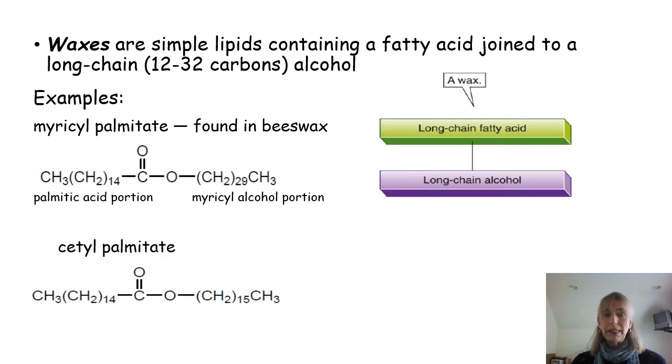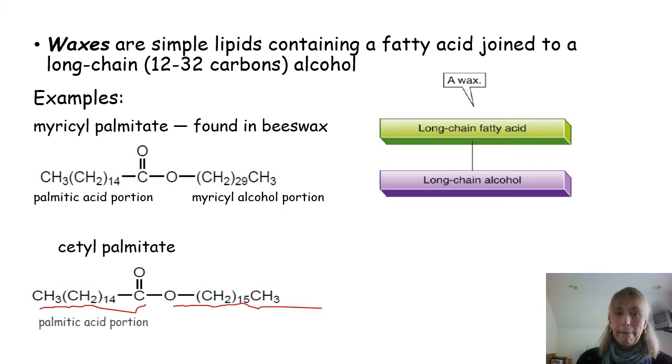This is cetyl palmitate. Notice the name is very similar to the way we named esters. We talk about the alcohol portion, what's attached here, and then the acid portion with the -ate at the end. So this is cetyl palmitate. Again we see the carboxylic acid section right here, and then we see the alcohol part: the palmitic acid portion and our cetyl alcohol portion.